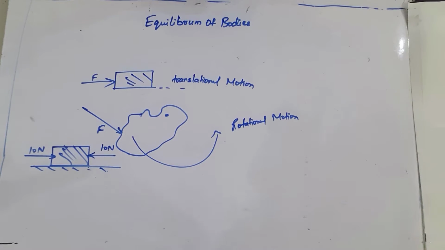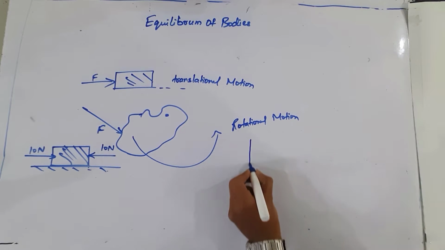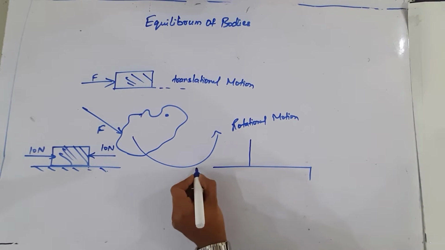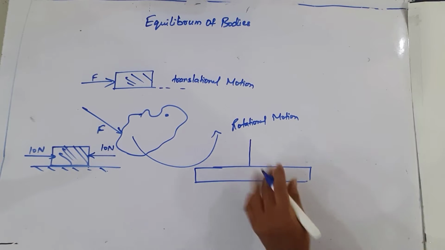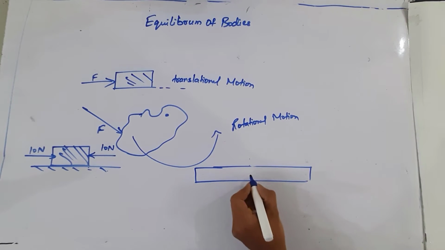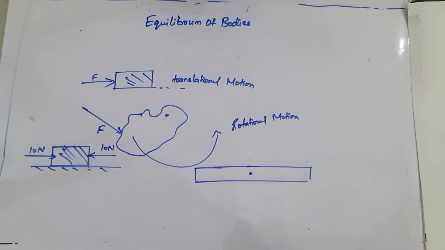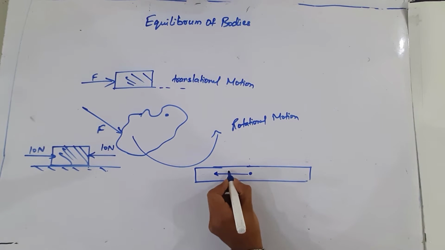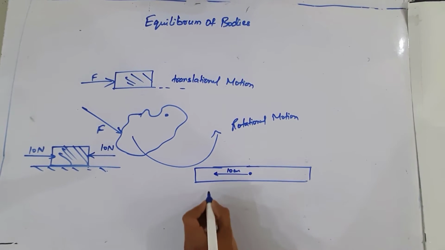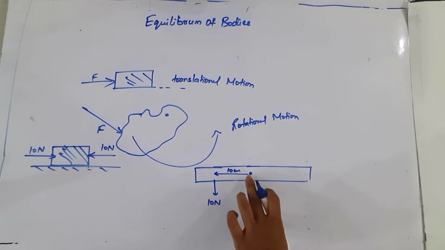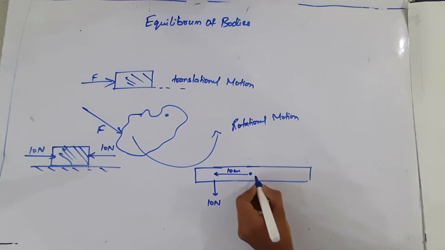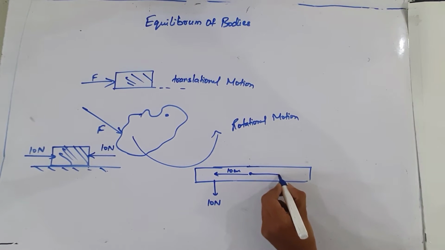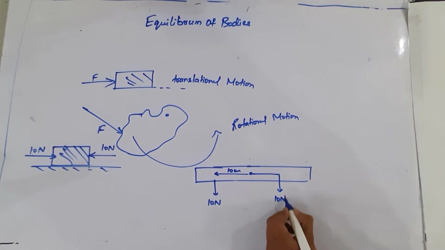Now suppose we have a rod which is suspended from its midpoint, or you can say the rod is fixed or pivoted at its midpoint. When a force of 10 Newton acts at a distance of 10 centimeter from the pivoted point, here also at a distance of 10 centimeter, the same force, that is 10 Newton, is acting downward.